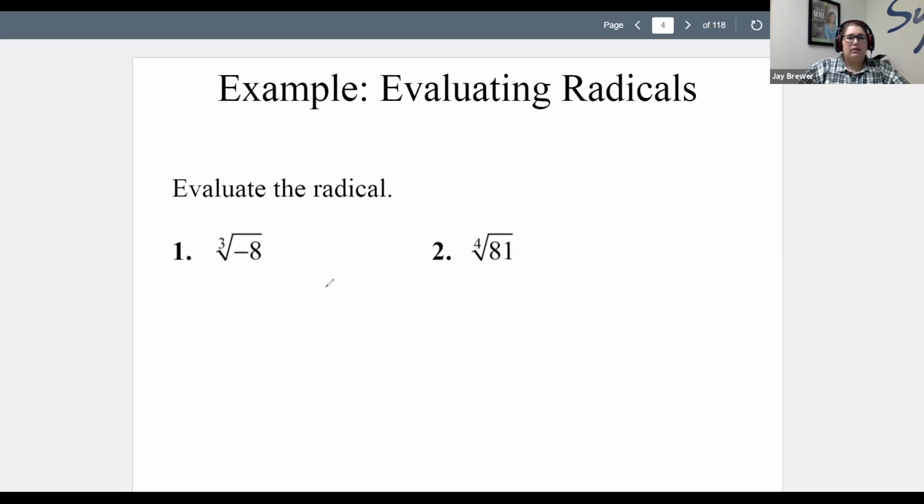So another way to look at these problems is you want to think of what number cubed will give you the number under the radical sign. Is it -2? It is -2. And you can prove that by yourself.